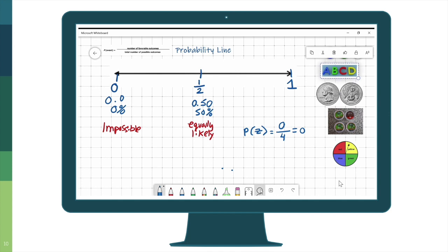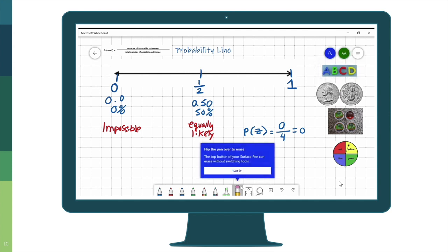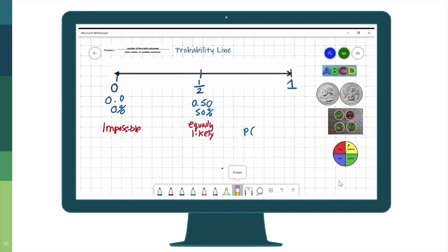Now, using that same example right there, what if I wanted to try something? And what if I wanted to know, well, what is the probability of picking a letter from these groups of letters? Well, let's take a look at what our numerator would be. Remember, your numerator is the number of favorable outcomes. Well, how many letters do we have? 1, 2, 3, 4. There are 4 letters out of how many total possible outcomes? 4. 4 divided by 4 gives us 1.